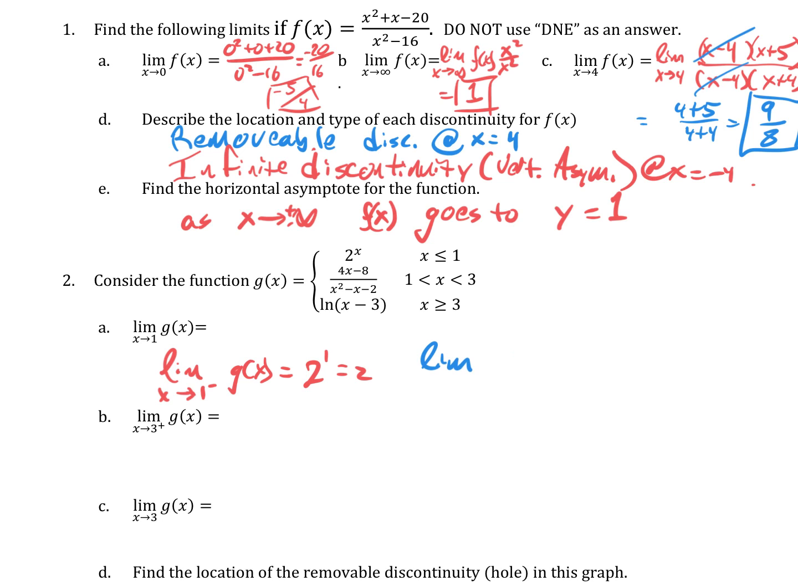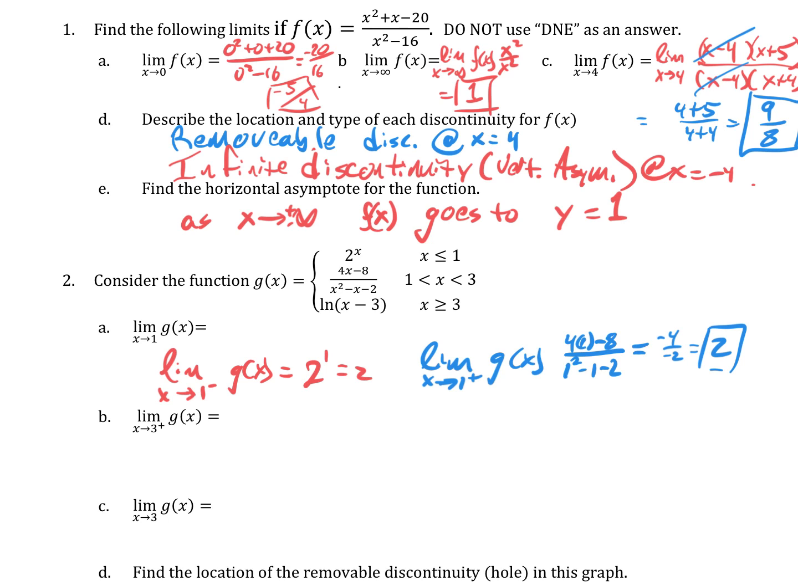And the limit as x goes to 1 from the positive side of g of x, well, that's going to be the second piece because x is bigger than 1 here, so we're coming up on this. And I think we can just plug it in. It looks good. 4 times 1 minus 8, all over 1 squared minus 1 minus 2. And that looks like, what do we got? Negative 4 over, that's negative 2, right? So negative 4 over negative 2. Watch out for your arithmetic. And that's going to be 2.